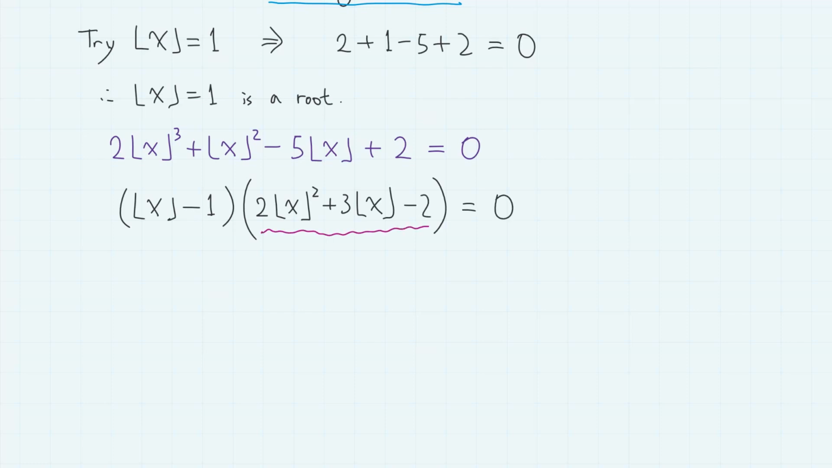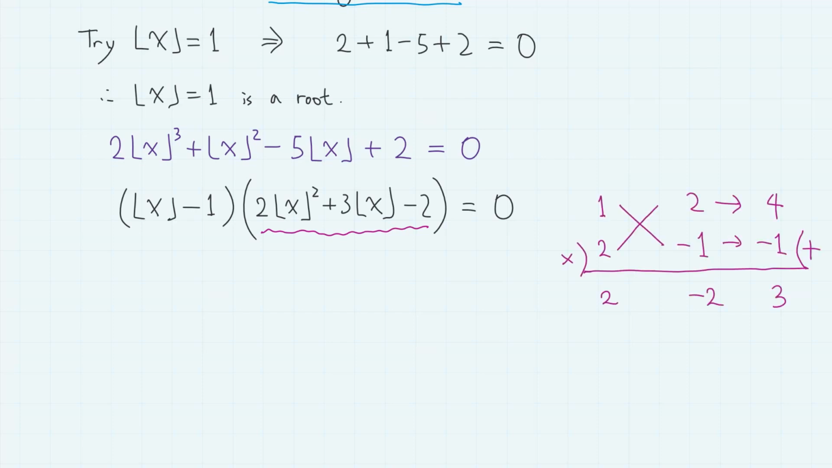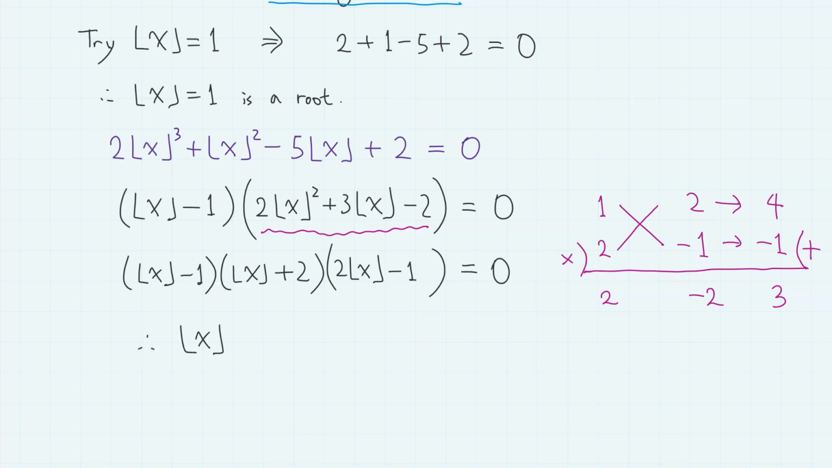And this part is further factorable. And you may have learned how to factor this in some of the basic courses on factorization. So we obtain floor x minus 1 times floor x plus 2 times 2 floor x minus 1 equals 0. So we have floor x equals 1, negative 2, and 1 half.